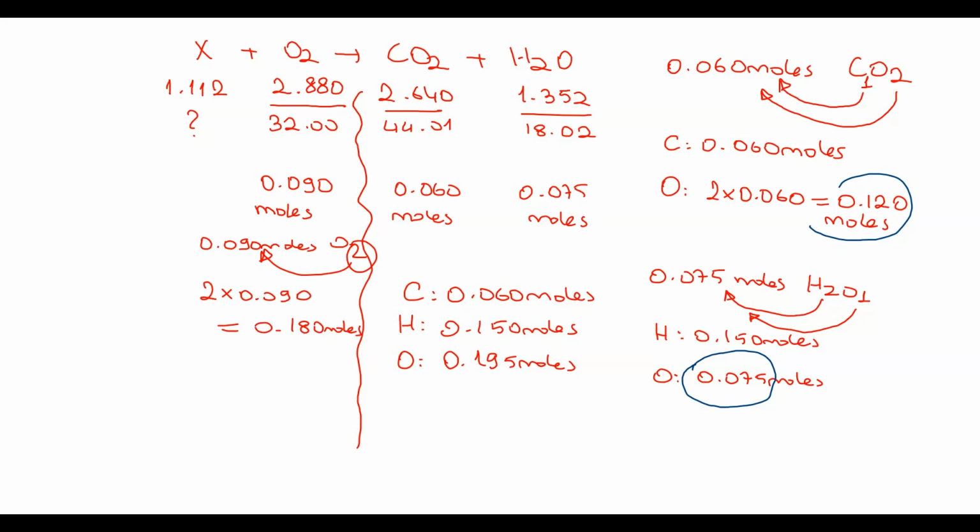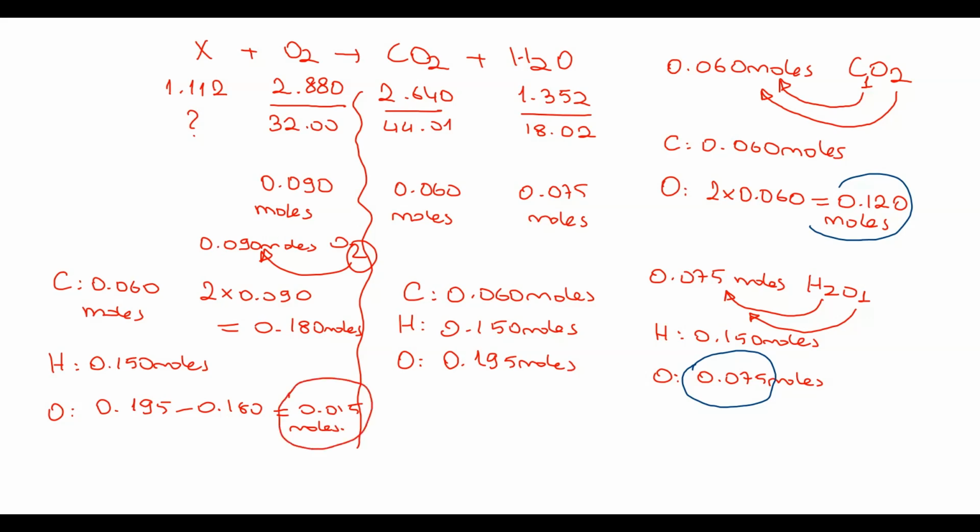So all others are coming from the compound X, and we have carbon 0.060 moles, and hydrogen 0.150 moles, and for oxygen we need to subtract 0.180 from 0.195, and it makes 0.015 moles. So after we find the number of moles of each atom in the X compound, to calculate the empirical formula, you need to divide each number of moles by the smallest number of moles we have. And the smallest number of moles here is 0.015, which belongs to the oxygen atom.